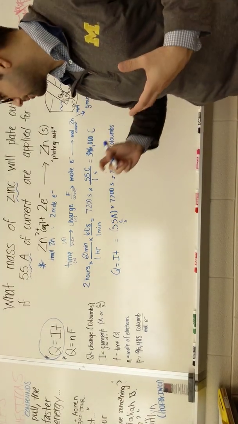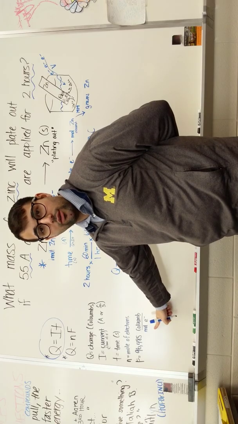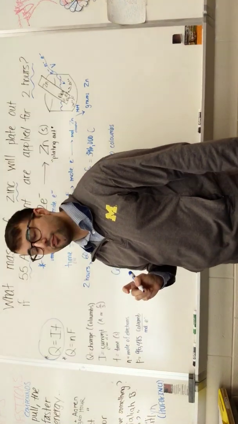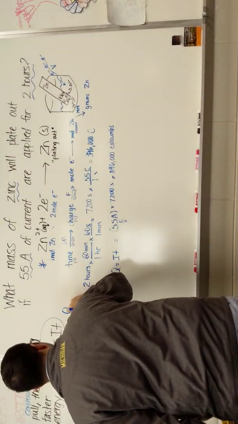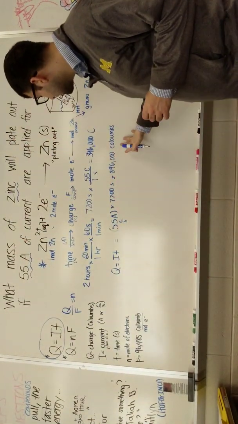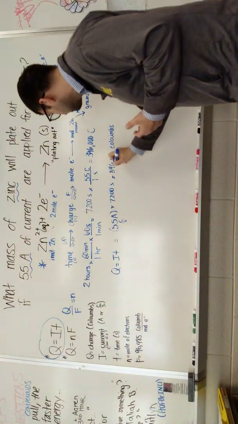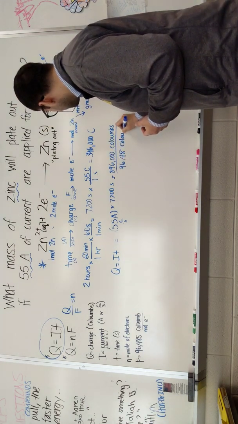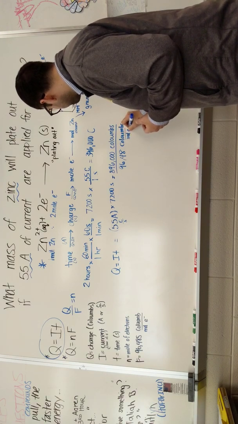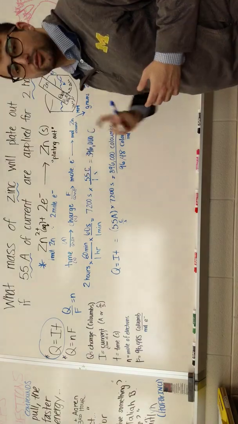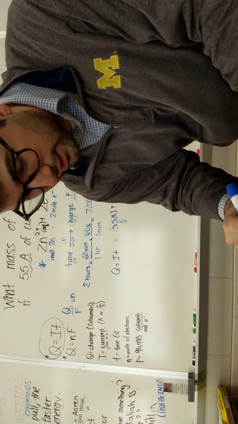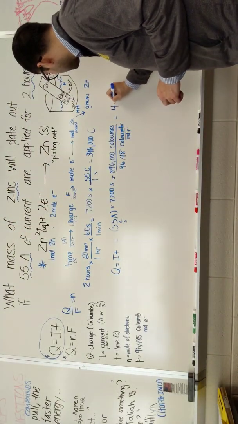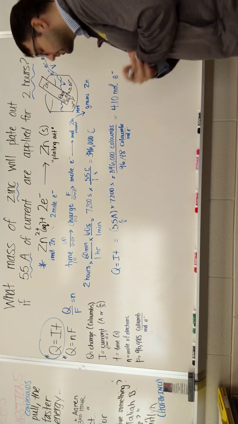Now there's another relationship that says if I have 1 mole of electrons, I will have 96,485 coulombs. I could use Q equals NF. Rearranging that, Q over F is going to be equal to N. So if I take this number and divide by Faraday's constant, 96,485 coulombs per mole of electrons, this will give me my moles of electrons. So I take this number divided by 96,485, I get 4.10 moles of electrons.